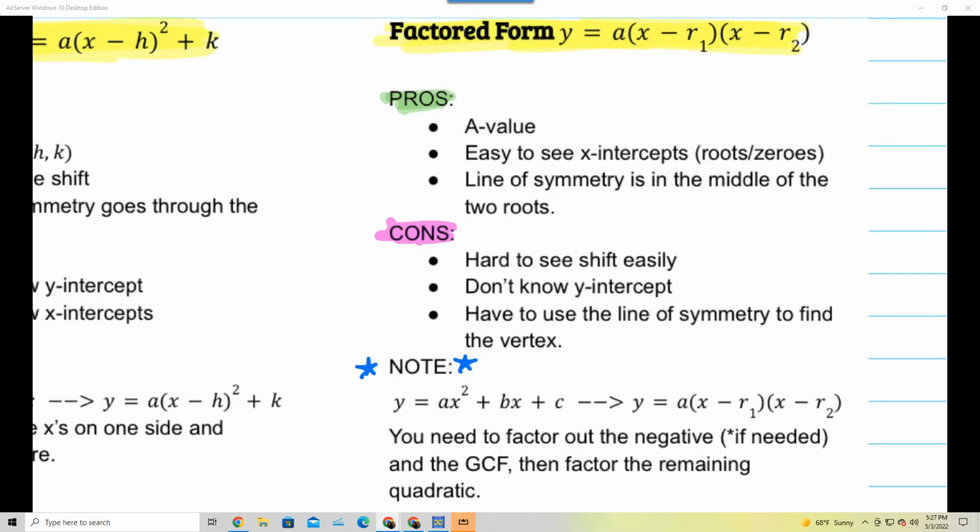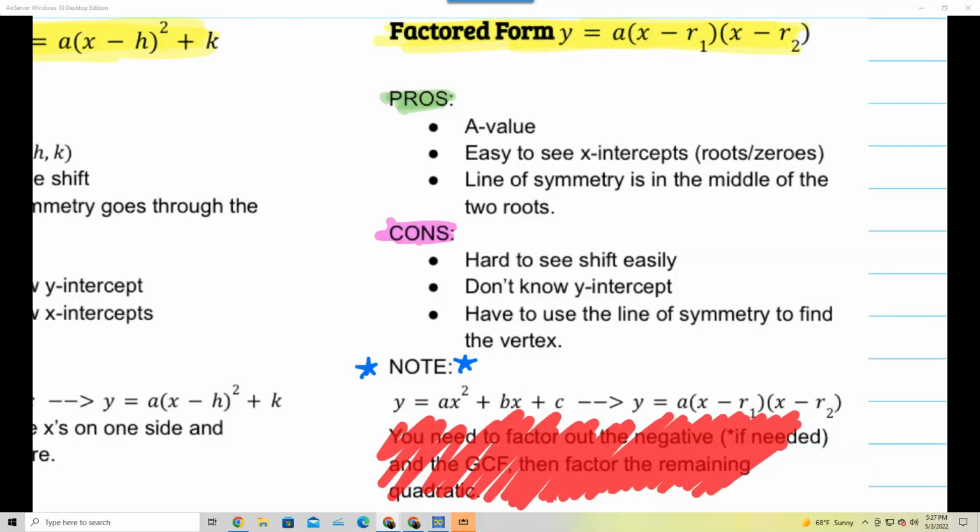If I'm going to go from standard form to vertex form, I know it says a lot of stuff, but we're just going to ignore this for now. Guys, you're trying to go from standard form to factor form. That means you need to factor it. Just factor it all the way.